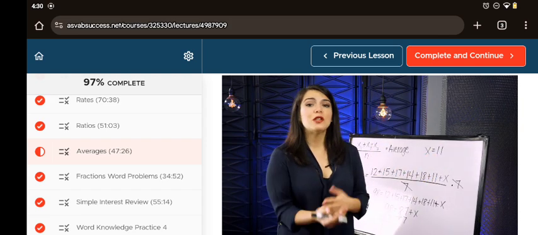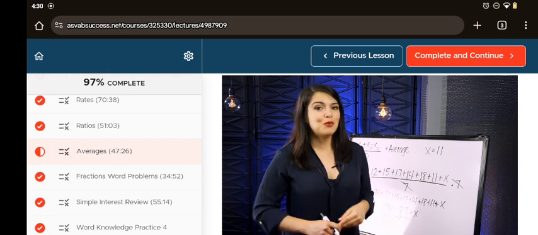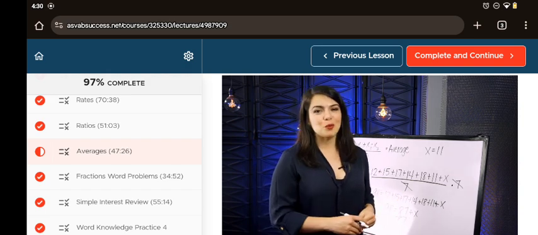Okay, make sure you look over your notes, look at what you did wrong if you did get it wrong, and make sure you understand before you move on to the next question. If you're ready, let's go. Let's take a look at some word problems.